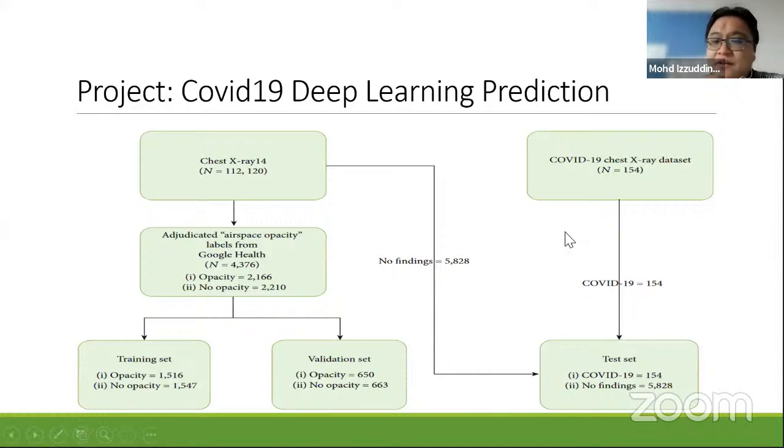Okay, for the testing, we are using the COVID chest X-ray data set from the University of Montreal. I think it's available on GitHub. It was a very small number, 154, and we use all of them because we don't have enough. According to the prevalence rate, COVID cases were about 3% or 2.5%. So, according to that, we take only 5,828 chest X-rays with no finding, to reflect the prevalence rate of COVID at that particular point in time.